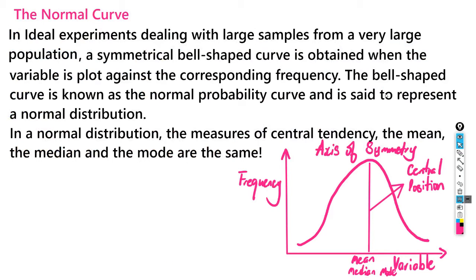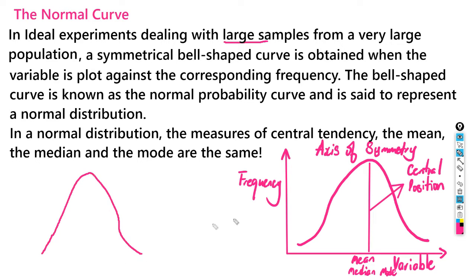All right, guys. Now we're looking at the normal curve, and it says in ideal experiments dealing with large samples from a very large population, a symmetrical bell-shaped curve is obtained when the variable is plotted against the corresponding frequency. The bell-shaped curve is known as the normal probability curve and is said to represent a normal distribution. In a normal distribution, the measures of central tendency, the mean, the median, and the mode, are the same. Cool. So it usually looks like this, guys.